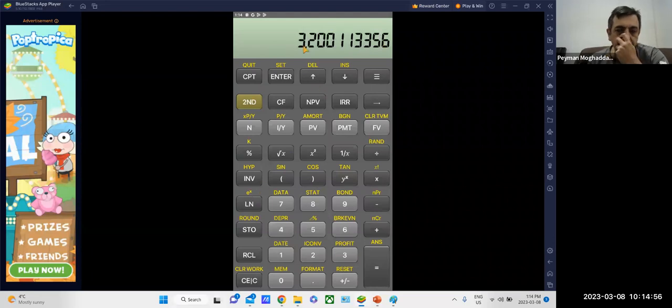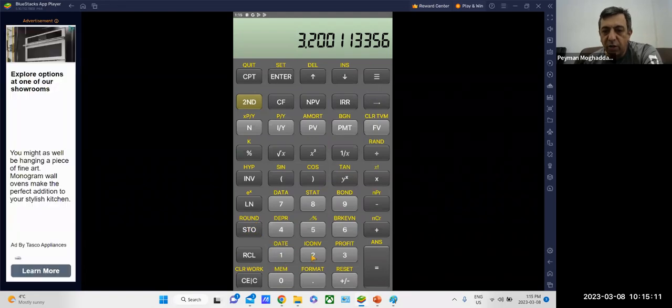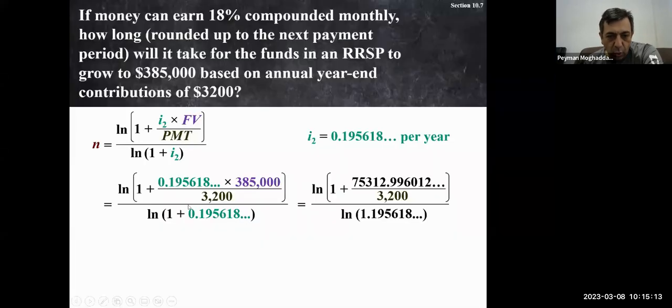So ln of this guy is going to be 3.2. I'm going to store it at number 2, guys. Don't store it at number 1, because you already have I2 there, right? You don't want to overwrite I2 because you already have I2 in number 1. You don't want to overwrite it, okay? So store at number 2. So this is going to be the whole numerator, okay?